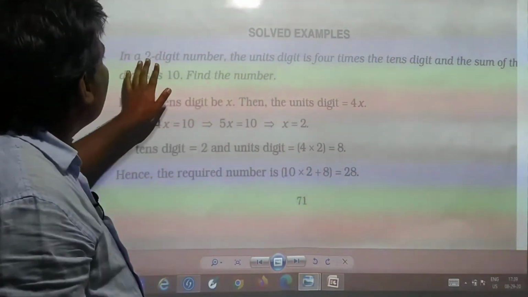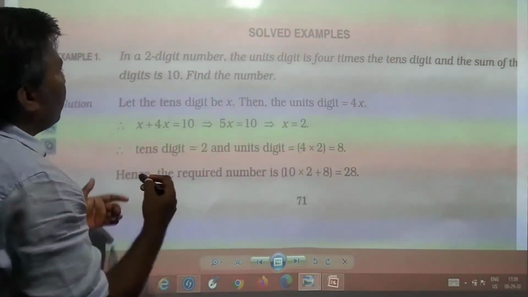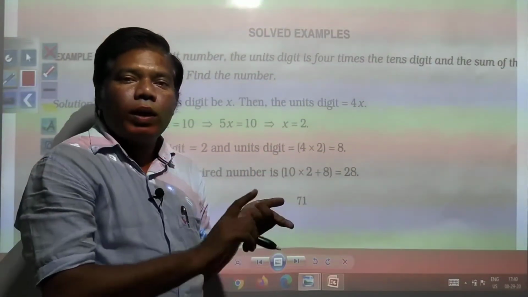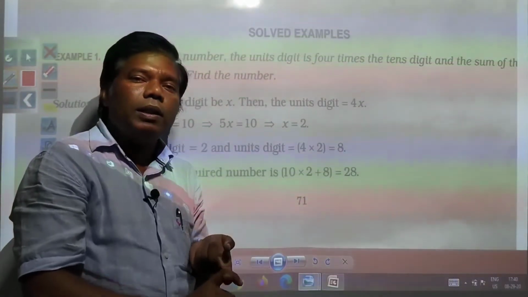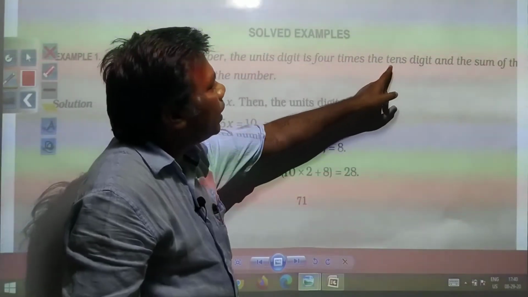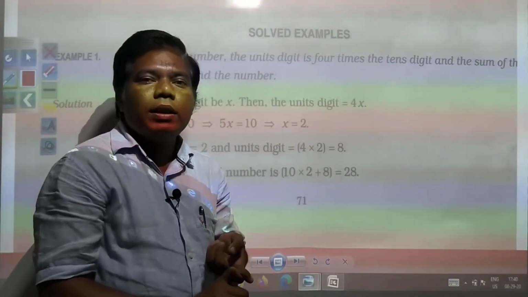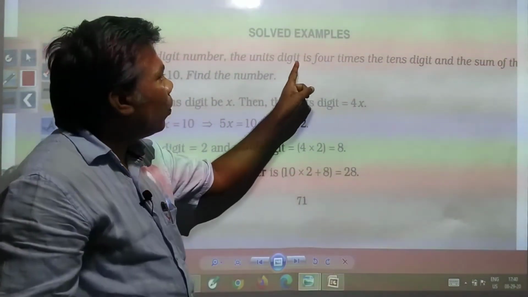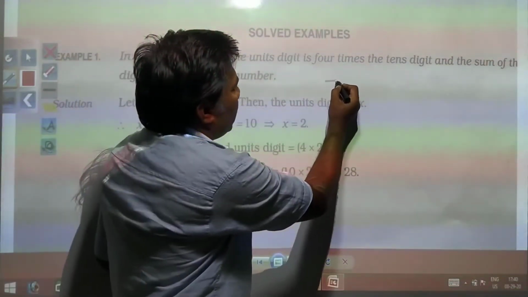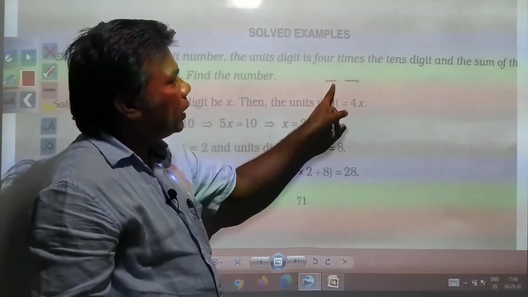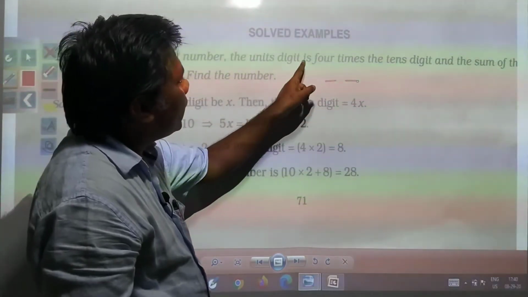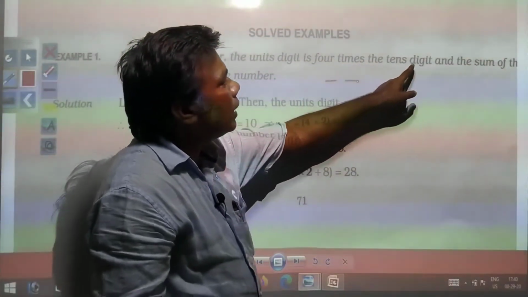So here, first of all you have to make up your mind that a 2-digit number is there. In a 2-digit number, one digit will be in the ones place, the other digit will be in the tens place. The units digit is 4 times the tens digit. The unit digit number is 4 times the tens digit number.